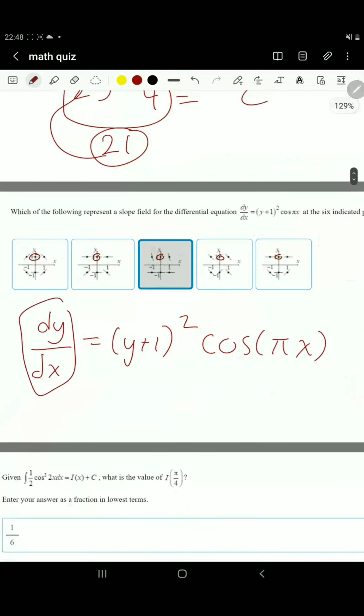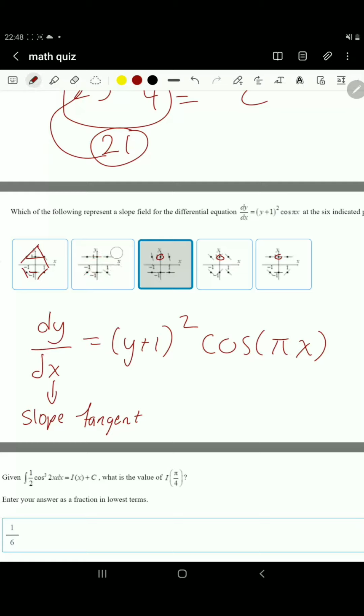They gave you dy/dx. What is dy/dx? dy/dx is the derivative. The derivative is the slope of the tangent. And luckily for you, they drew out the tangents for you. You can see them, right? Right there, right there, right there, right there. Those are tangents. So the slope of the tangent is given to you. We're just going to have to find it.